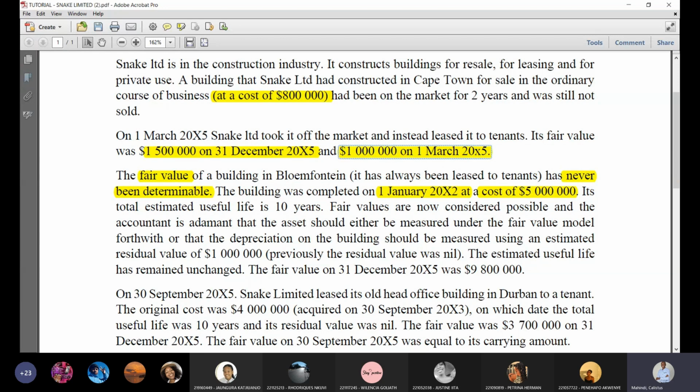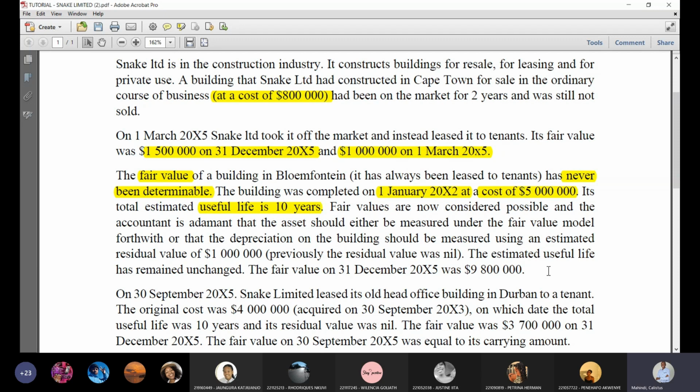We're told its total estimated useful life is 10 years. This we also need to know. It's very important for us. Fair values are now considered possible, and the accountant is adamant that the asset should either be measured under the fair value model forthwith, or that the depreciation of the building should be measured using an estimated residual value of 1 million. Previously, the residual value was nil. The estimated useful life has remained unchanged, and the fair value on 31 December 20x5 was 9.8 million.